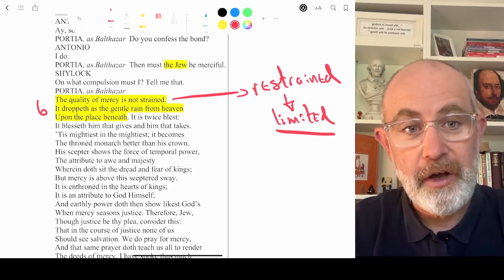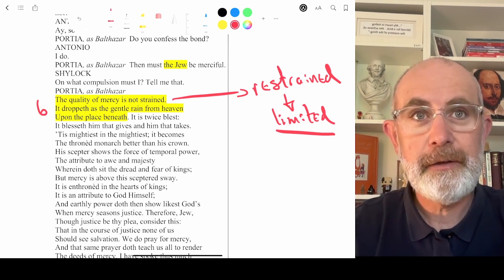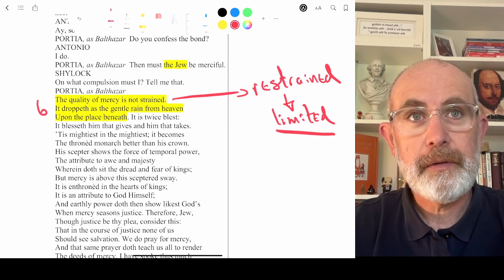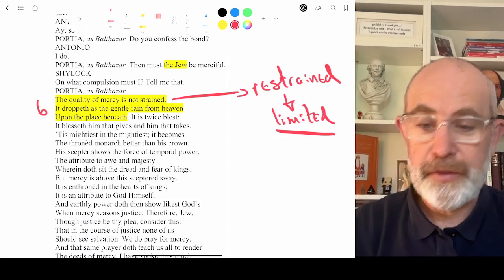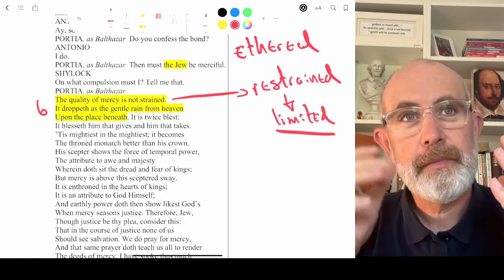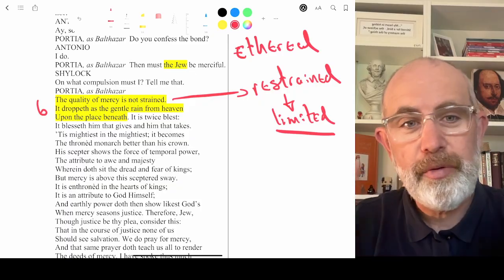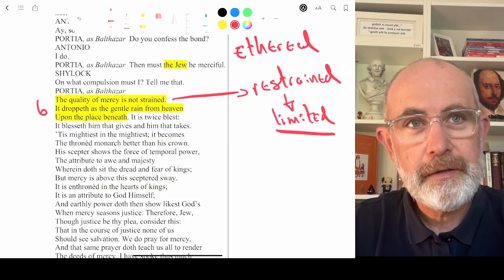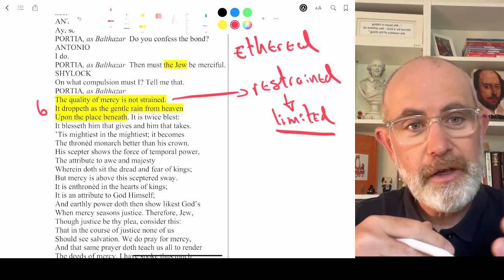But it means nothing to Shylock. She hasn't lived his life. She hasn't experienced what he's experienced. It seems very, I was going to use the word ethereal, which means theoretical and not practical, dreamlike. Wouldn't it be great if the world was like that? And of course, for Shylock, the world isn't like that at all.